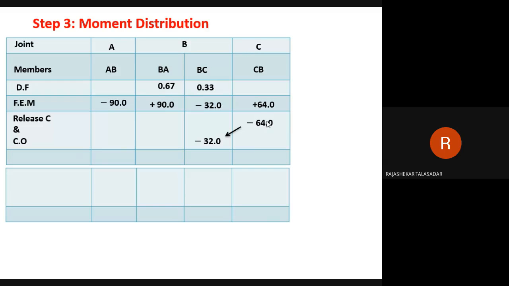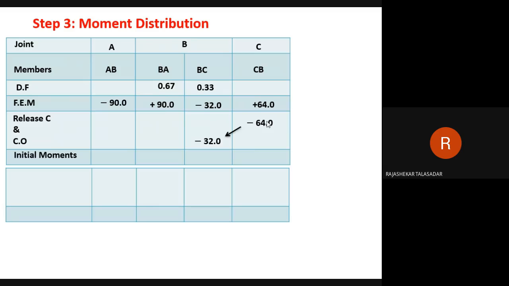But here, C is simply supported, maybe a roller, a hinge. So you know that there the moment is 0. So you make it 0. To make it 0, you have to apply the opposite moment, or minus the moment which is already existing at CB. Then once you apply that moment, it should be carried over to the far end. Okay, this step is clear.